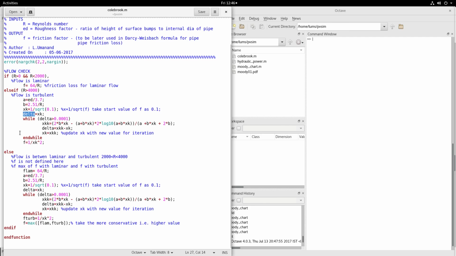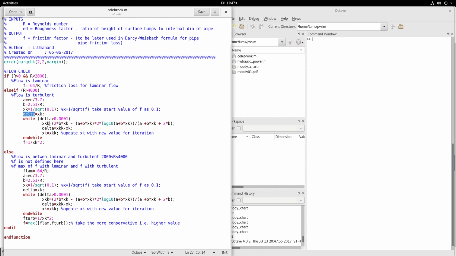Now let us enter a while loop. While this delta, the difference between the present estimate and the previous estimate, is greater than 0.0001, a small value, perform all these operations. To find the roots, the iterative equation should converge, and as it converges and goes to a value less than 0.0001, let it come out of the loop.